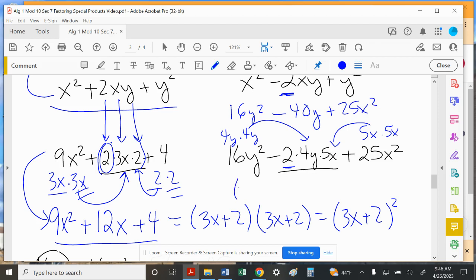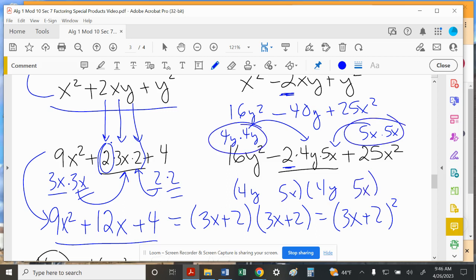Which means, how does it factor? It would be 4y and 4y, and 5x and 5x. Those are coming from these values here. And then we have a minus sign, so both of them have to be negative. So my answer would be (4y minus 5x) quantity squared. It can be written this way, or I could square it and write it similar to this one right over here. But you can see how that middle term really works out there.